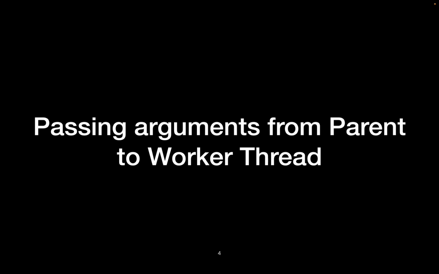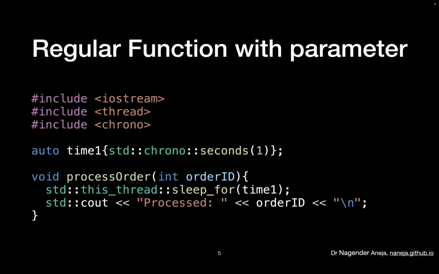So first is passing arguments from parent to worker thread. That means we're creating the thread and we're passing some data to the thread, which is very easy. For example, let's say there's a process order function, and that's the order ID. We want the order ID to be processed by a thread. This is a simple, regular function. We have the process order, it receives the order, and it processes the order. Maybe it takes 1 second to process the order, and then it says that this order has been processed.